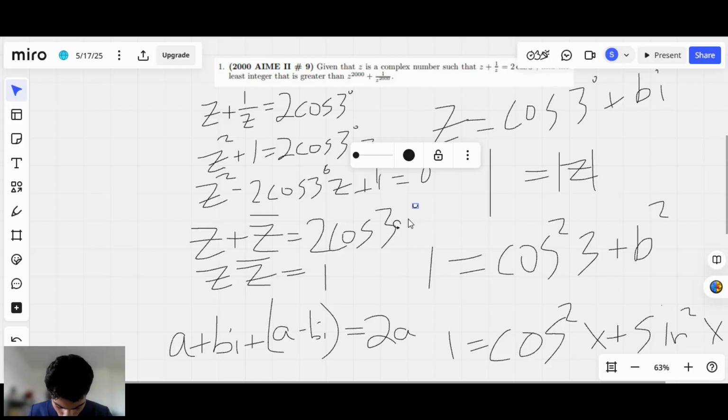Now this resembles the equation that we had above, right? If b was sine of 3, the equations are pretty much the same. So let's do that. Let's say b is equal to sine of 3.